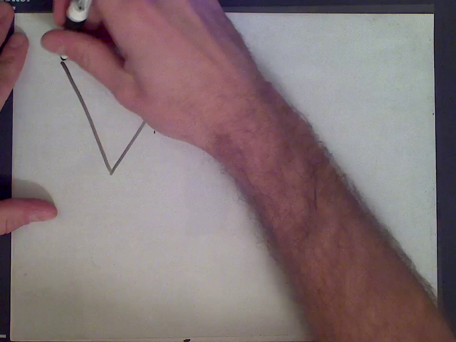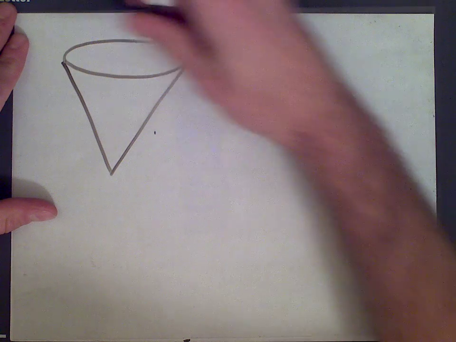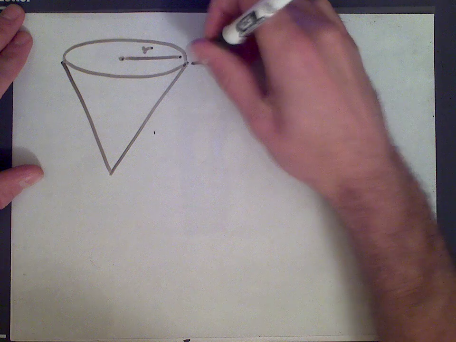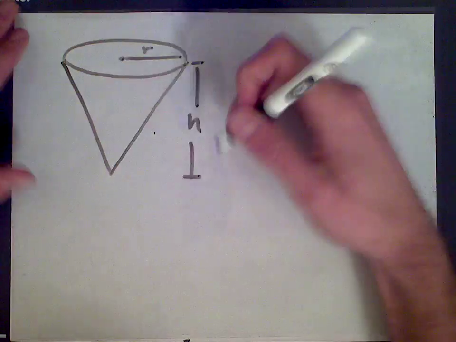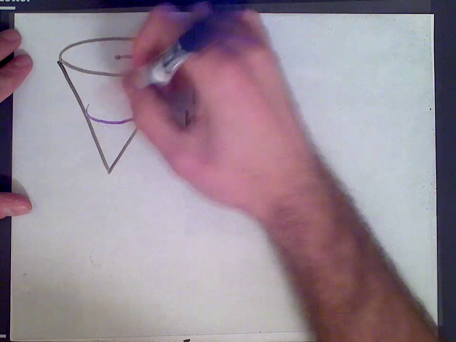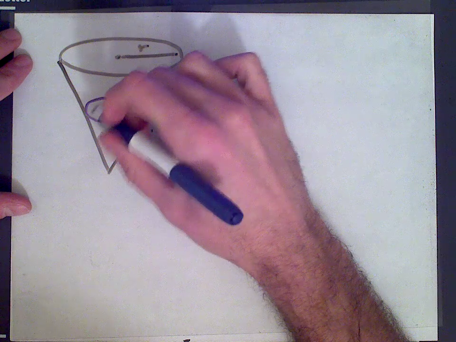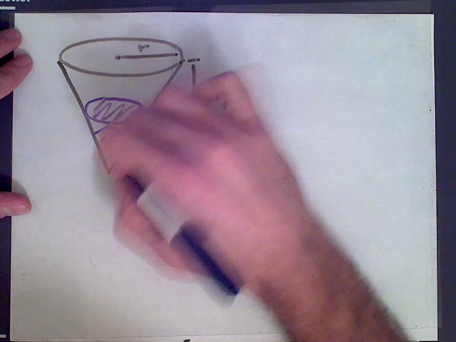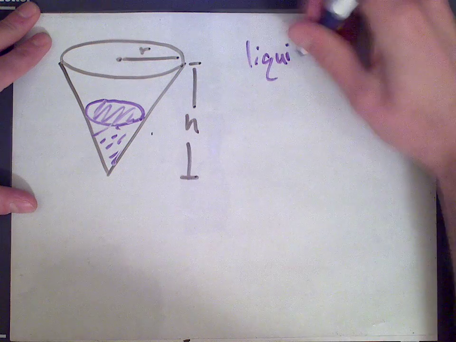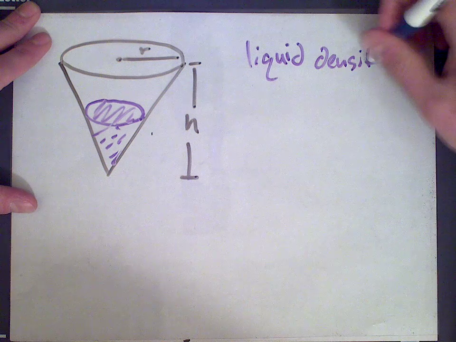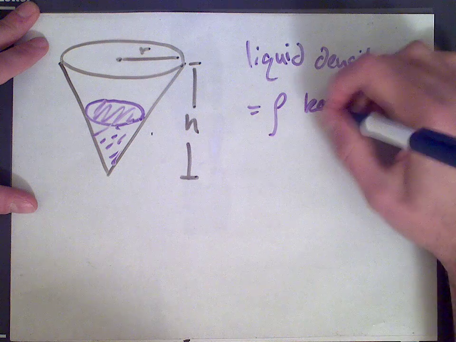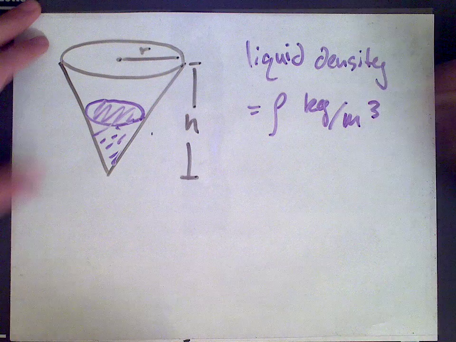So we have a cone with radius r and height h. And there's a liquid inside. Think of it as being filled with liquid. The density of the liquid equals this number rho, just some constant, in kilograms per meters cubed.